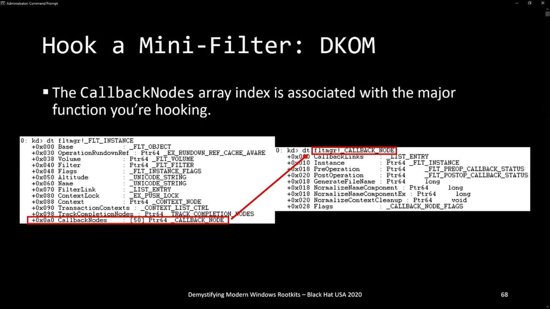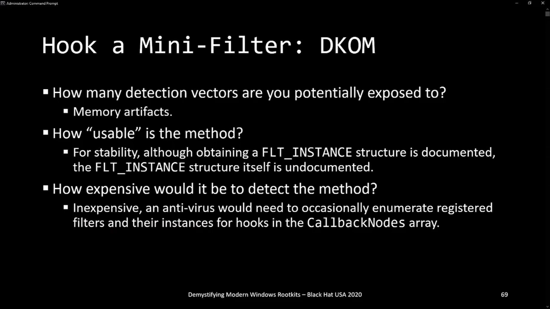And if there's a callback node you'd like to replace, you just simply set the pre-operation or post-operation function to your own. Now, a note with this is that you're also going to want to patch the FLT_FILTER structure, which contains an FLT_REGISTRATION structure. This is because you don't want to leave any traces of your hooking. So inside of that registration structure, inside of the filter structure, replace the pre-operation or post-operation there as well. This doesn't have any actual impact other than making sure that the values align with the function that you're hooking. So how many detection vectors are you potentially exposed to?